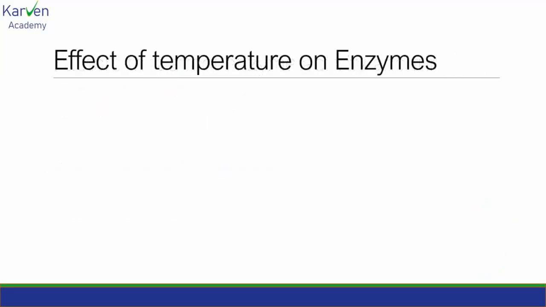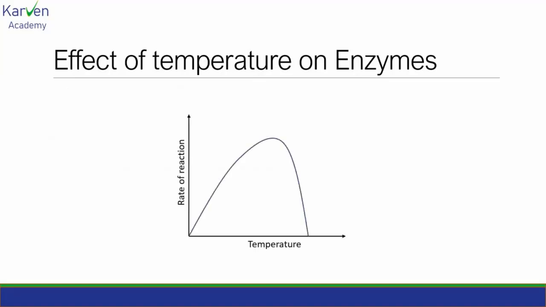Let's have a look at the effect of temperature on enzymes. In order to do that, let's look at a graph of a rate of reaction against temperature. And this is a typical graph of how an enzyme reaction would look. And there are three main points we'll be covering. There's point 1, point 2, and point 3.